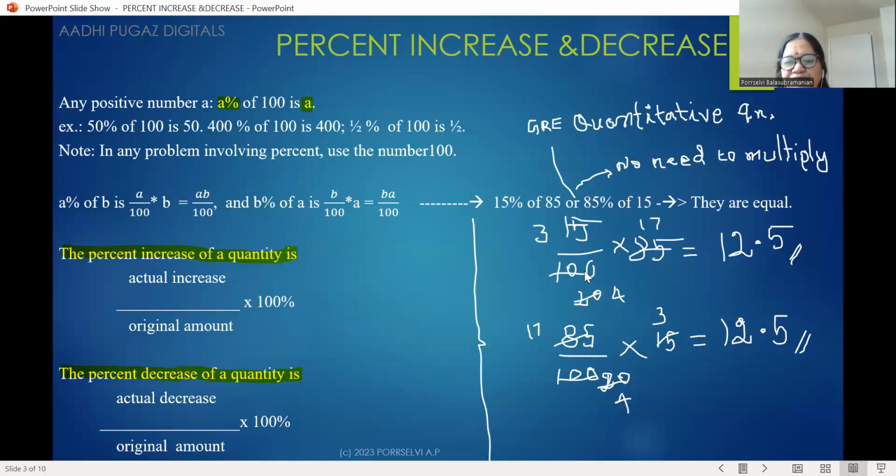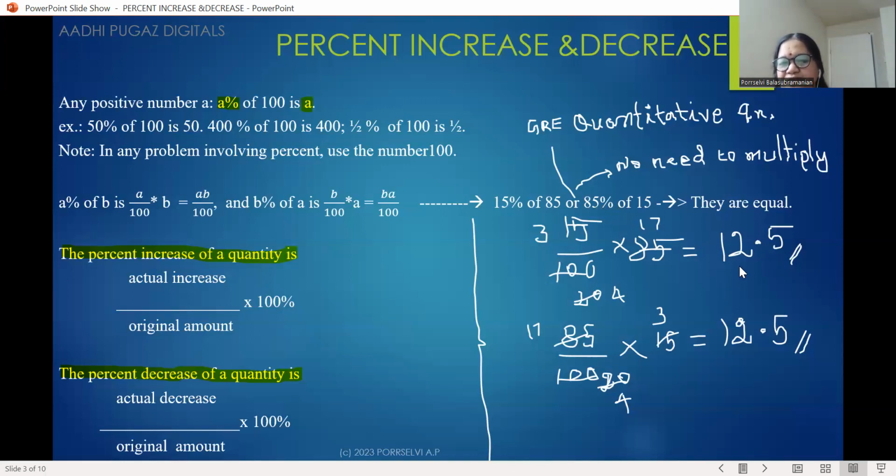Here I explain with an example. 15 percentage of 85. How do you calculate percentage? For school students, in my previous class I explained how to calculate percentage. So 15 divided by 100 multiplied by 85. If you simplify this, we will get 12.5. And 85 percentage of 15, when you simplify this value, we'll also get 12.5. The essence of this problem is that we are getting the same value. 15% of 85 or 85% of 15 will get 12.5.